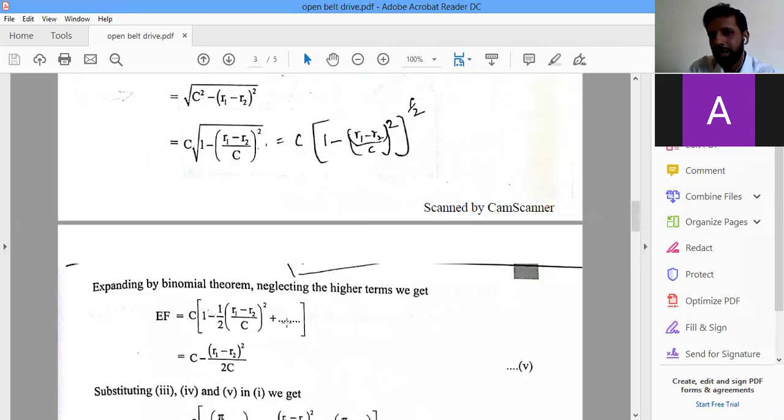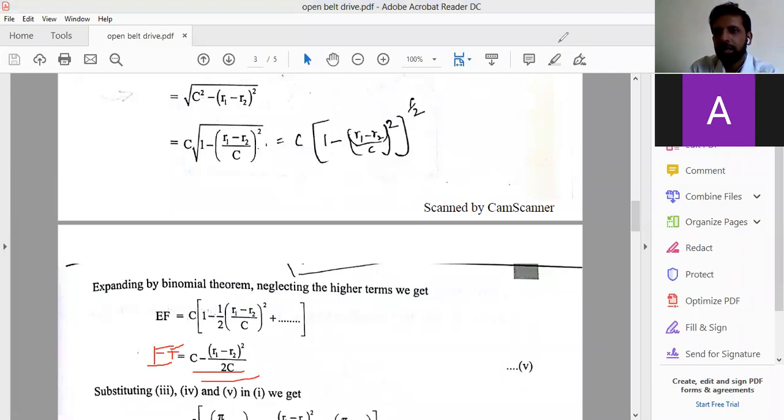After this, everything is going to be very, very small, so we are going to neglect those values and take only the first two terms. Now when we open the bracket, it's going to be C minus (R1 minus R2) the whole square divided by 2C. If we know this, it is going to give you the length of the EF portion.